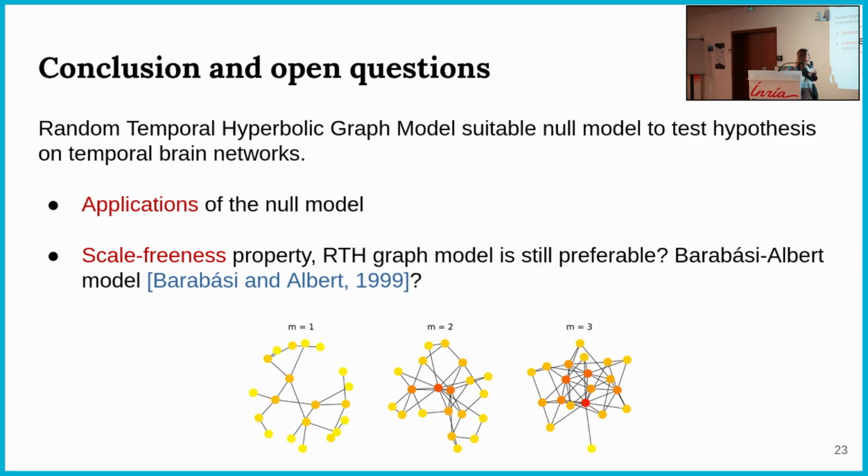And then, given the fact that there are two main properties that define a complex network, one is the small worldness that we investigated in this work, but the other one is the scale freeness. So we would like to investigate if this property also, and if the random hyperbolic model is still the best model for that measure, or we should consider the Barabasi-Albert model.